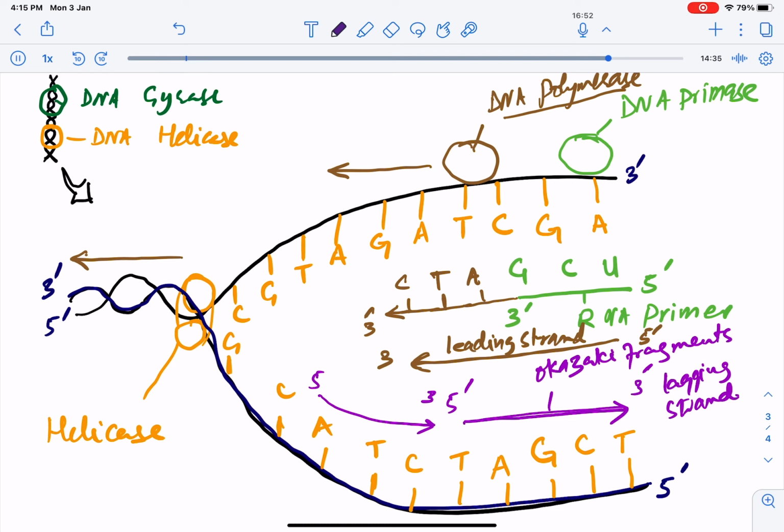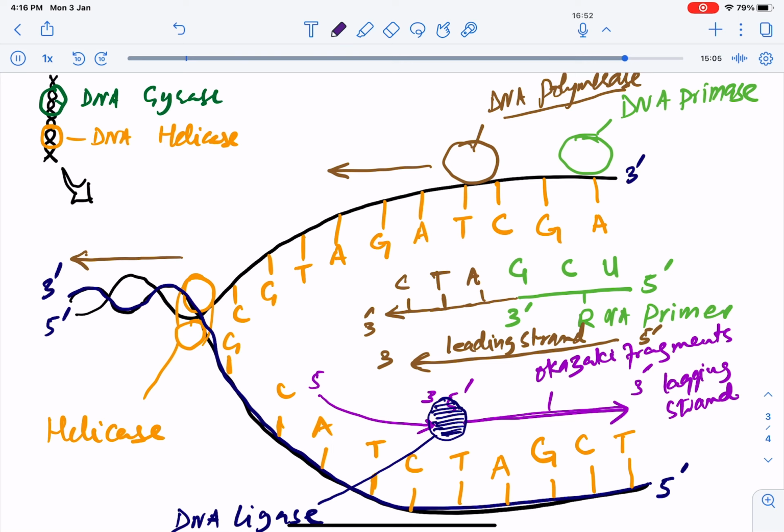Now these fragments have to be joined together. Another enzyme called ligase enzyme joins these two strands together by a phosphodiester linkage in between them, and that makes a continuous strand by joining these fragments together. So this is DNA ligase.